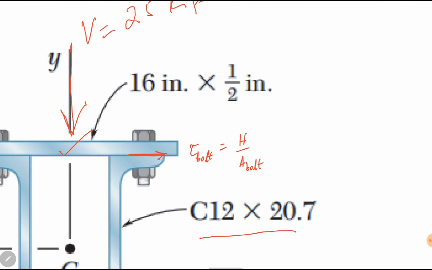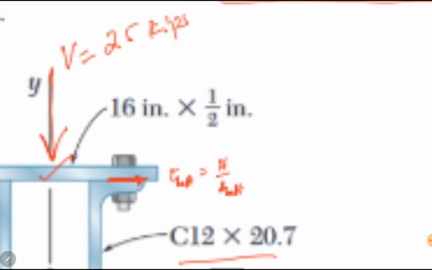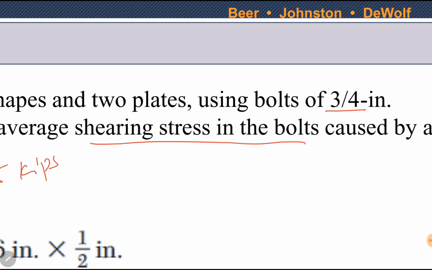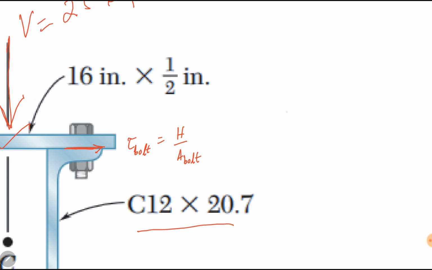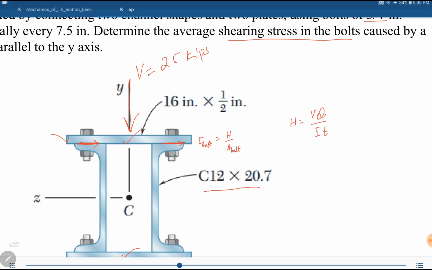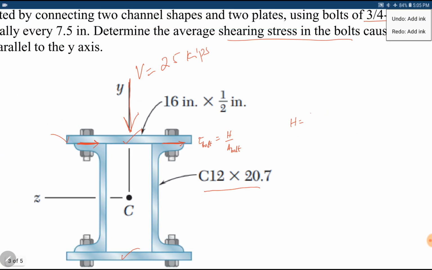To find the stress in the top bolt, we need to find H and the area of the bolt. Area of the bolt can be found from the diameter of the bolt, and H, the horizontal force, is equal to V Q over I into S. S is this longitudinal spacing. V is given to us, S is given to us, Q and I have to be found.